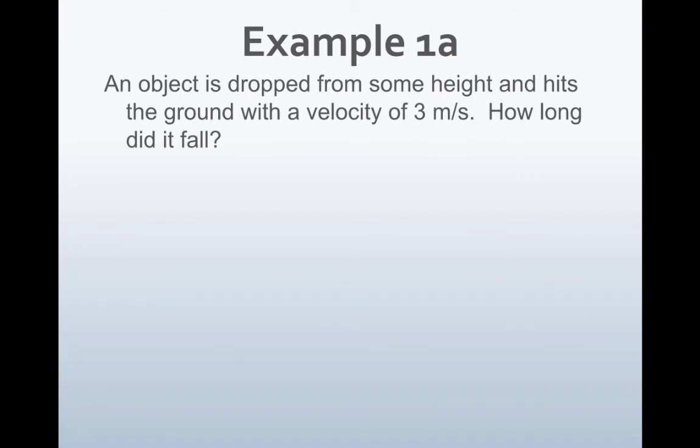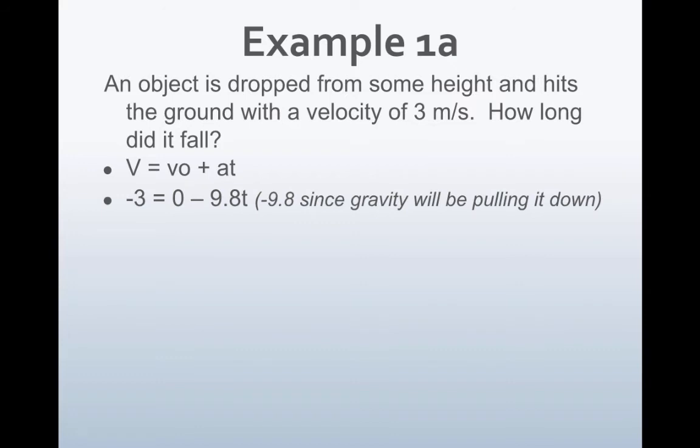So let's walk through a couple of examples. Example 1A. An object is dropped from some height and hits the ground with a velocity of 3 meters per second. How long did it fall? Well, using kinematic 1, V is equal to V naught plus AT. V is a -3 because it is coming down, heading in the negative direction. V naught is 0 because this object was dropped. Acceleration is a -9.8. Solving that equation, time then would equal 0.306 seconds.